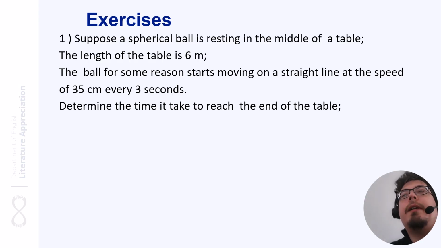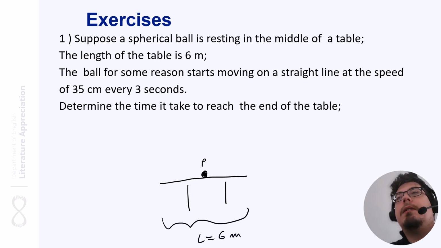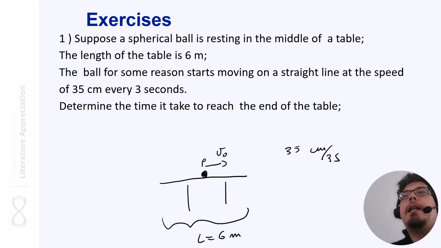Suppose we have a spherical ball sitting on a table. So we have a table. We put a spherical ball in the middle of the table, point P. The table is 6 meters long, so we know the length of the table, L, is 6 meters. And for some reason, the ball starts moving, suppose to the right, at velocity v0, which is 35 centimeters every 3 seconds. And then we need to find the time at which the ball reaches the edge of the table and then falls off the ground.